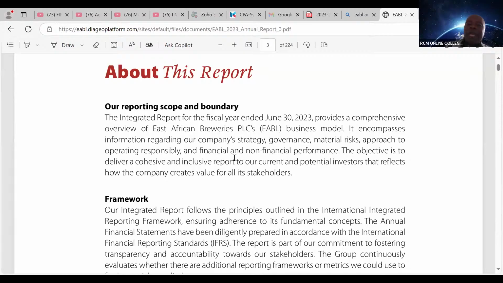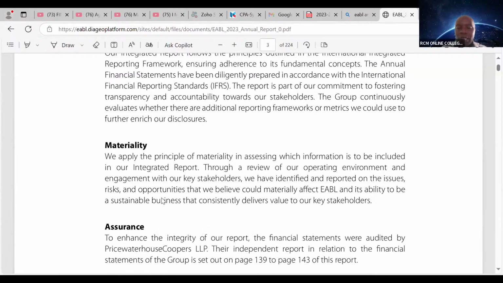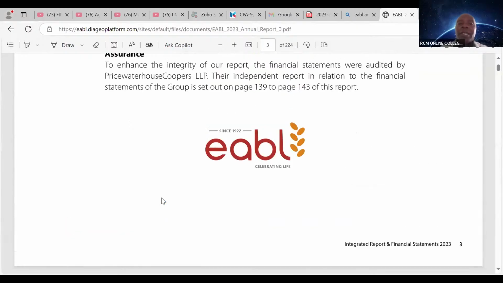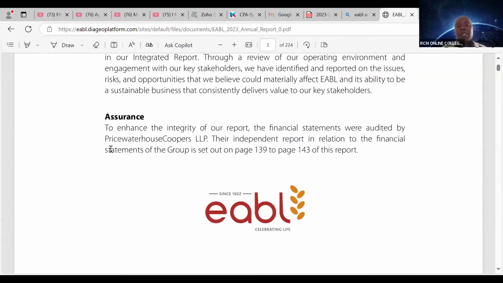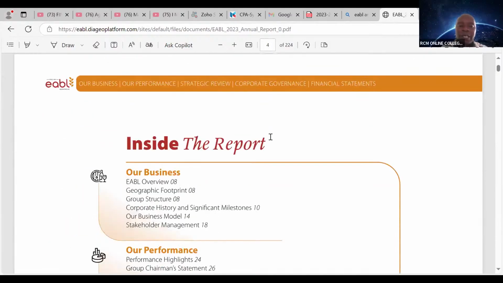The objective is to deliver a cohesive and inclusive report to our current and potential investors that reflects really who we are, how the company creates value for all its stakeholders. The framework, materiality, I don't want to go into that. Assurance, their auditors are PwC. How I wish in the near future, you shall be able to see that their auditors here are ourselves, Aura and Company, because I run an audit firm by the name Aura and Company. So very soon also we should be able to get ourselves there.